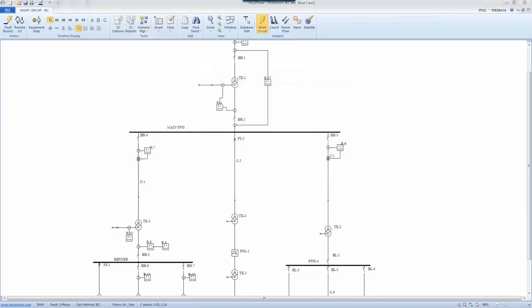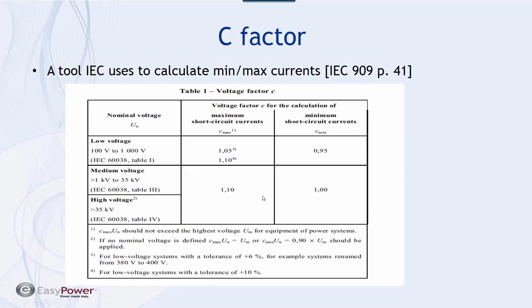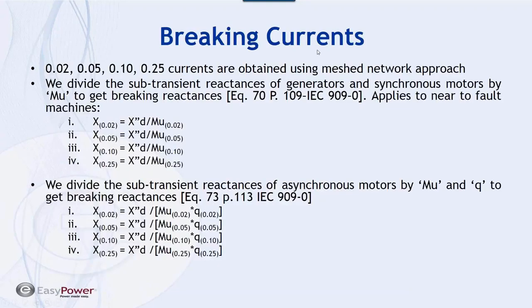Going to the next slide. This is a copy of table 1 in IEC. Breaking currents. We talked about the breaking currents, and EasyPower includes all of them as 909 lays them out. The 20 millisecond, 50 millisecond, 100 millisecond, and 250 millisecond currents are obtained using the mesh network approach. In the terminology of IEC, you would see that approaches at times are dedicated to either mesh network or non-mesh network, and for the implementation of breaking currents, we have followed the mesh network approach.